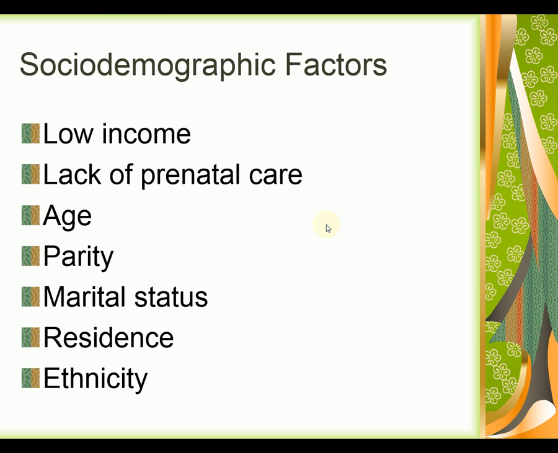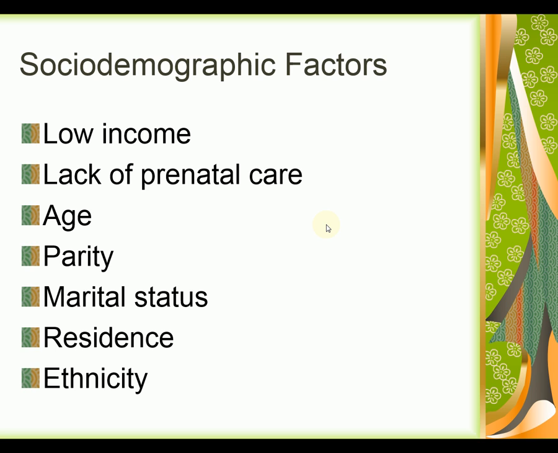Then you have the socio-demographic factors. We usually can't change their income. We could probably help with the lack of prenatal care by having them go to a clinic or health department that provides that for them. But these are all things that put the patient at high risk. So you need to know, when you're filling out your initial prenatal record, when your patient first comes in to see you at the clinic, if you mark any of these, your patient is at risk, and the more you mark, the higher the risk.